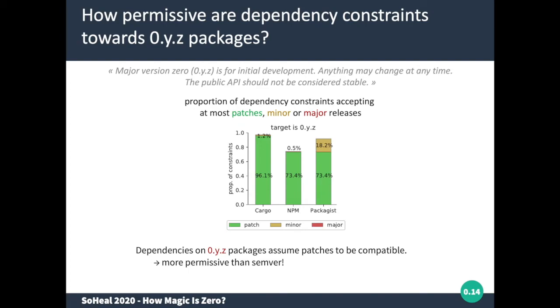So clearly, these ecosystems are more permissive than what semantic versioning dictates, because patches of the packages within the 0 version range are still expected to be compatible.